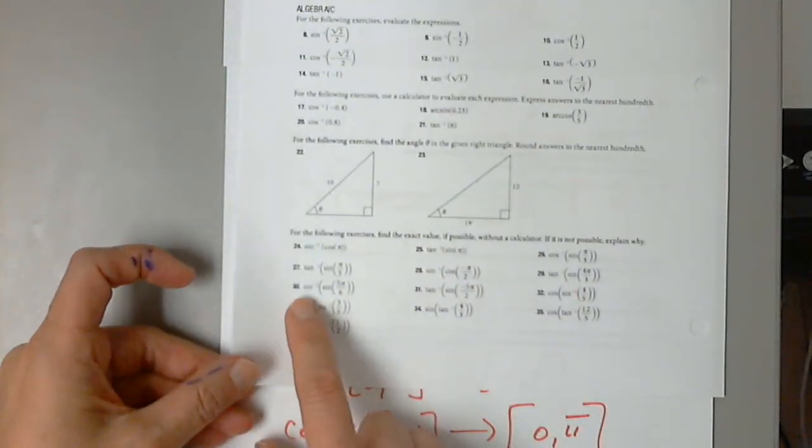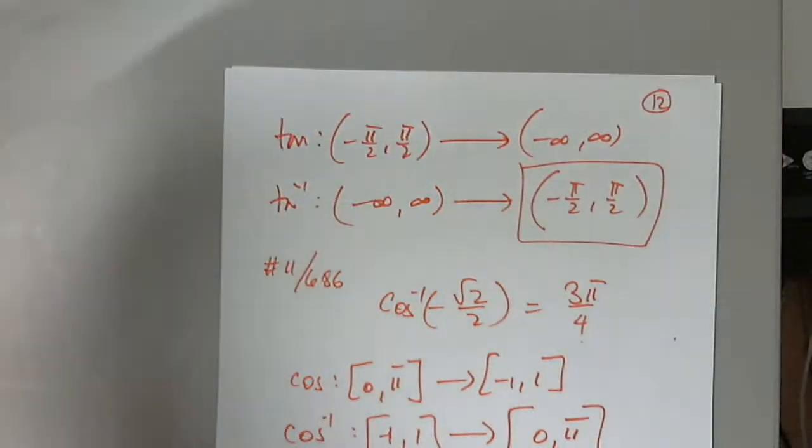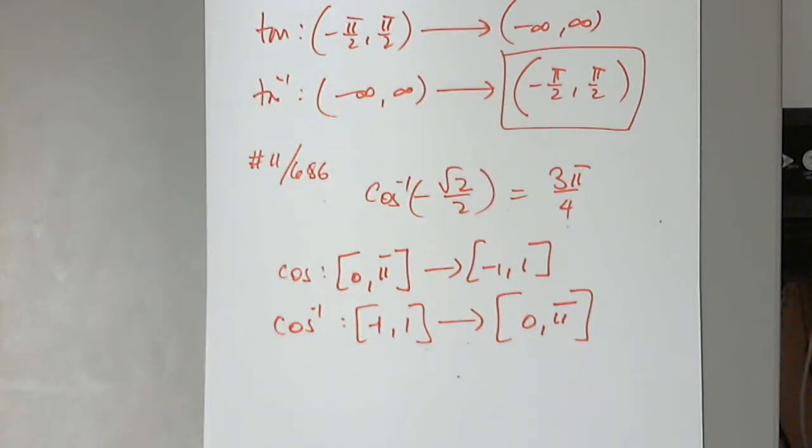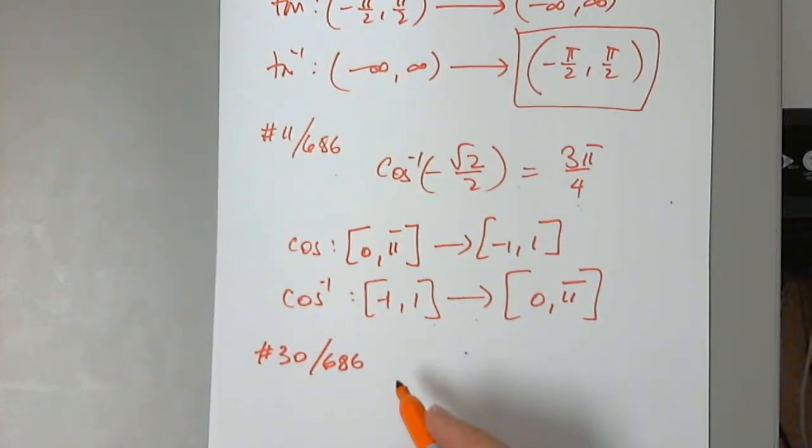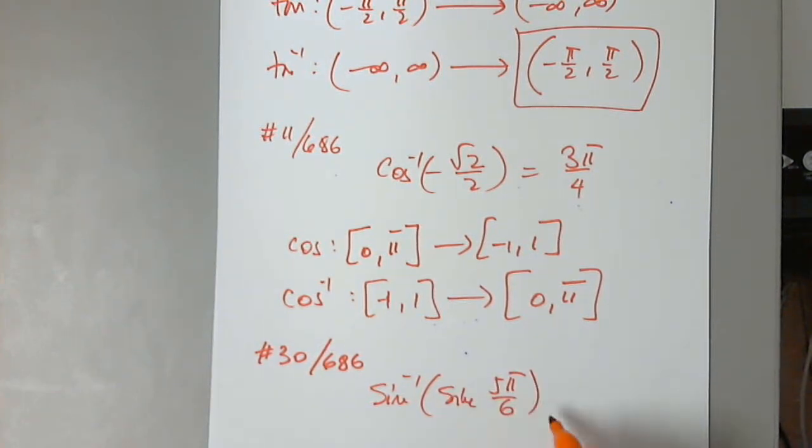I would like us to look at problem 30, and then we'll come back to others. On page 686, this is sine inverse of sine 5 pi over 6. Common sense here says 5 pi over 6. I'm applying the inverse function to a function. Obviously, this will undo what this one does. These will go away, and the answer is 5 pi over 6.